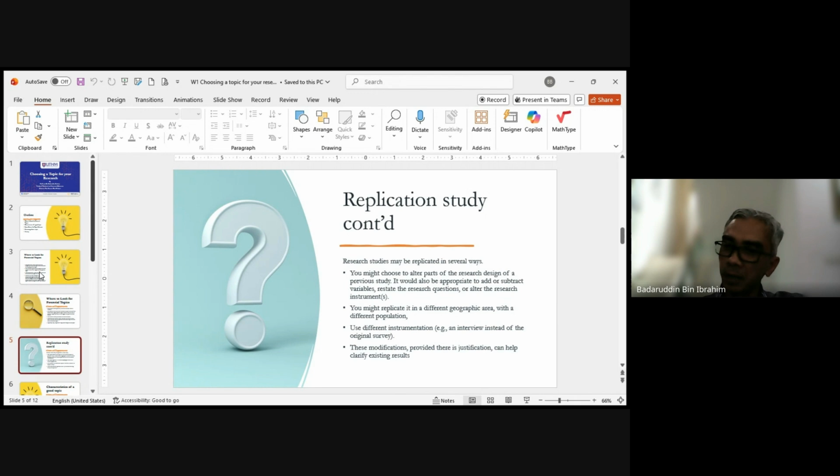Why did I choose Kota Baru? Why didn't I choose Kuantan, for example? Because the previous study was conducted in Pontian, so why did I choose Kota Baru? So this big why, ask yourself.